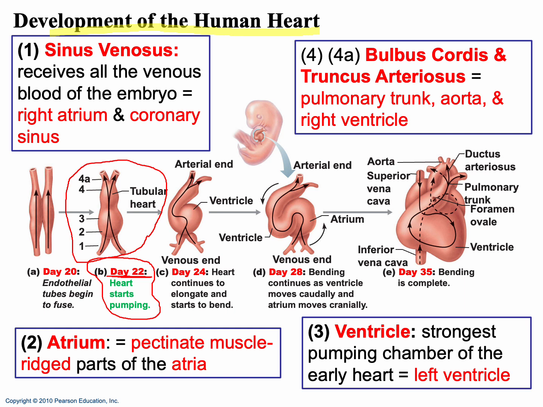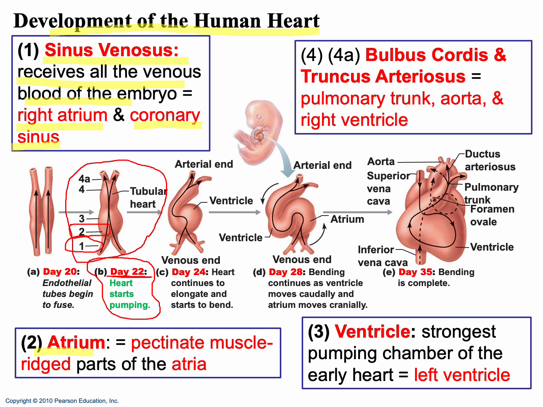So starting with the first structure, number 1, we look at what's known as the sinus venosus. The sinus venosus receives all of the venous blood of the embryo. And eventually, this structure will evolve into the right atrium and the coronary sinus in the human heart. So that's number 1, the sinus venosus. Number 2, we have what's known as the atrium.